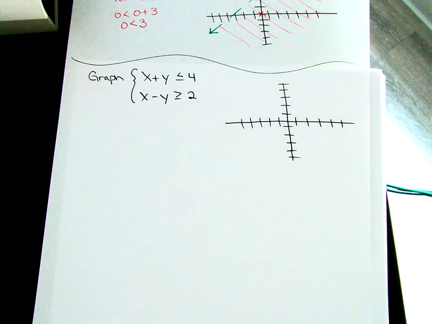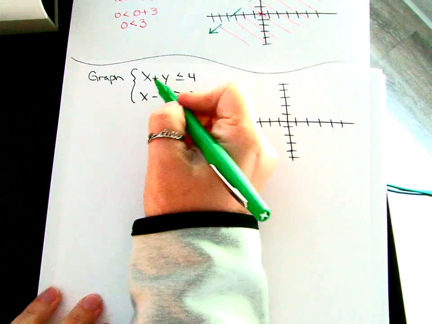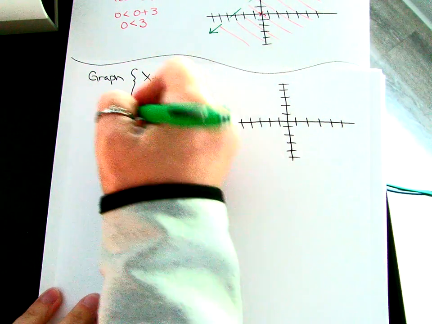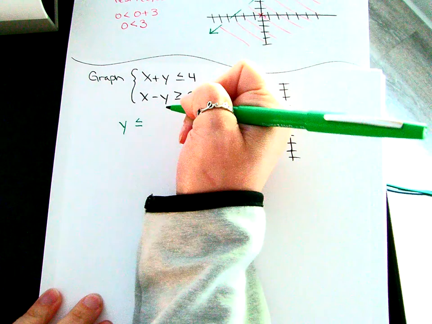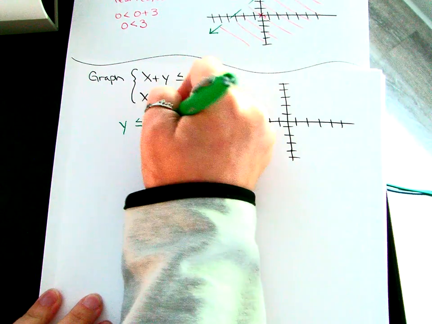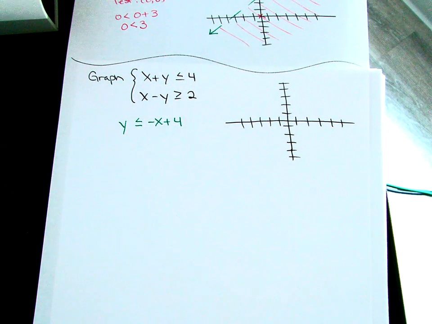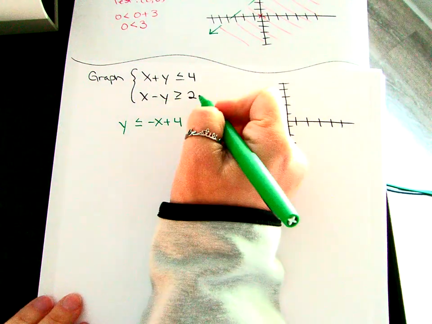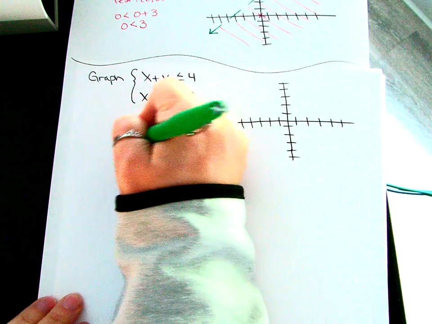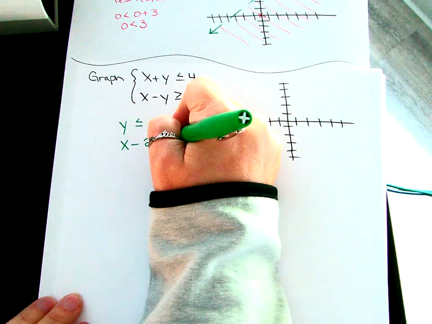Now, neither of these are written in y equals mx plus b format. So that's going to be my first goal. I'm going to isolate my y's. For this top one, I'm going to subtract the x over so that I have y is less than or equal to negative x plus 4. And then in order to get my other one moved over, I'm going to add the y over and subtract the 2, so that I have x minus 2 is greater than or equal to y.